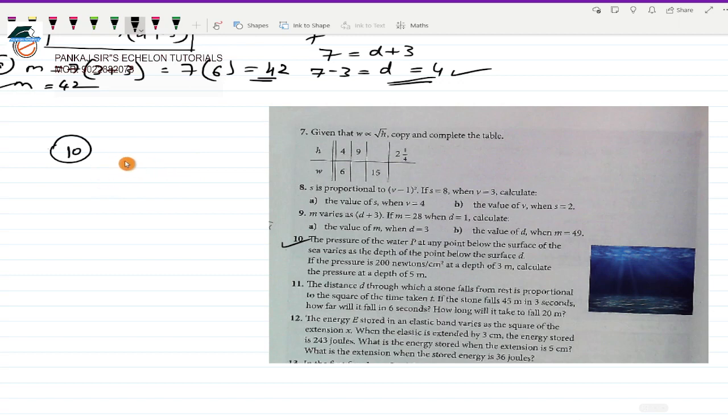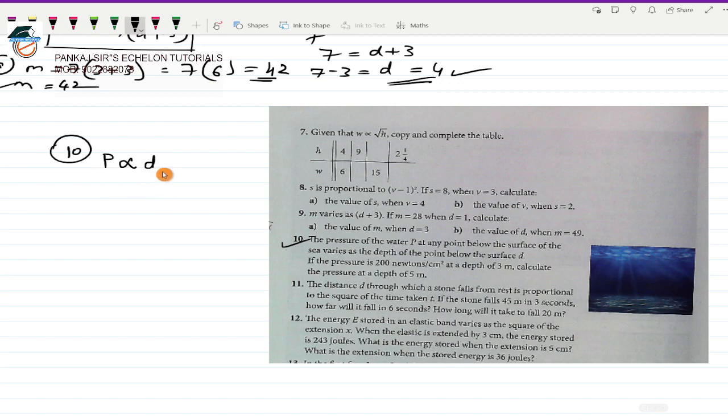Okay, so here he is saying that the pressure P is related to the depth. It varies as the depth, so yes, use the word varies. When you use the word varies, it implies that it is direct variation. So P varies directly as D, the depth of the point below the surface.